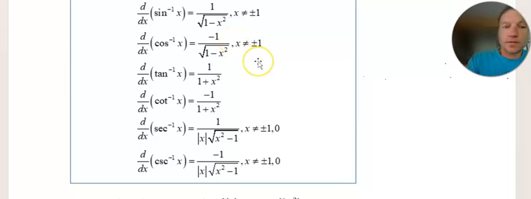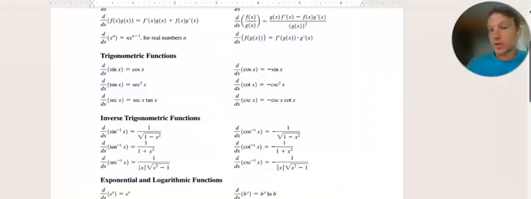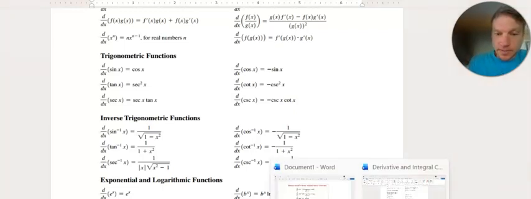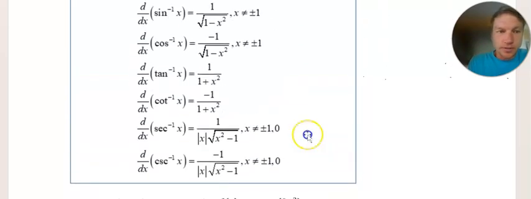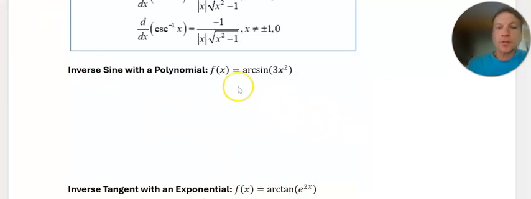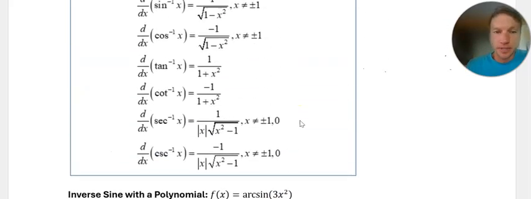On your formula sheet, let's look at it real quick. I'm not expecting you to memorize these. I'll let you use this formula sheet on your test. So if I ask you, test 1, question 1, find the derivative of the arc sine, remember, arc sine means the same thing as inverse sine, of 3x squared, and you don't have the arc sine derivative memorized, that's okay, because I'm going to let you use your formula sheet.